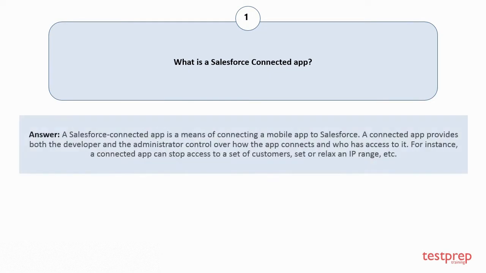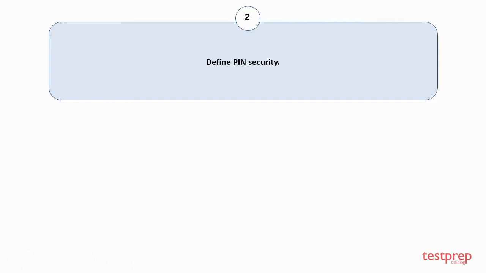Your answer is: a Salesforce connected app is a means of connecting a mobile app to Salesforce. A connected app provides both the developer and the administrator control over how the app connects and who has access to it. For instance, a connected app can stop access to a set of customers, set or relax an IP range, etc. Question number 2, define PIN security.